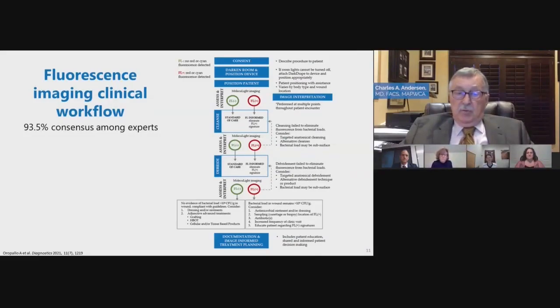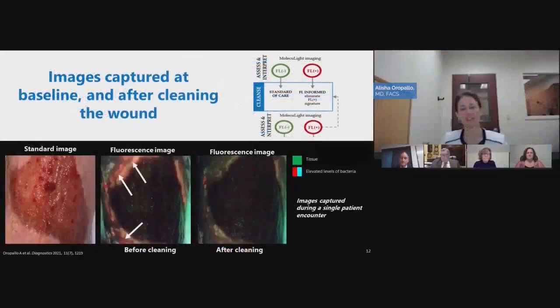As we go through the rest of this presentation, we'll break down this slide and go over every component of how we use that information. Here's an example of how I used the imaging procedure to evaluate the efficacy of cleaning. The image on the left is not impressive clinically, but next to that, before cleaning, the fluorescence image demonstrates this red.